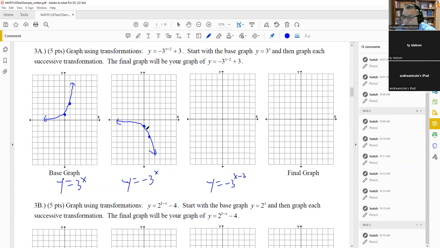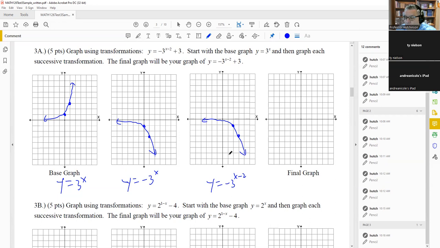That means that both of these points are going to move 2 places to the right. So I'll have one right here, and this one moves over to (3, -3). That's going to be here. So everything got shifted 2 places over to the right.